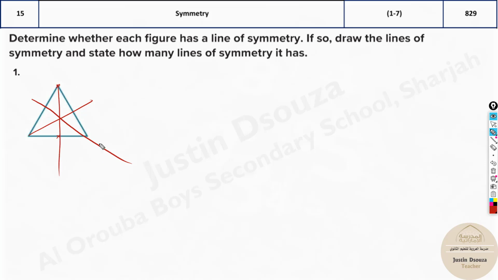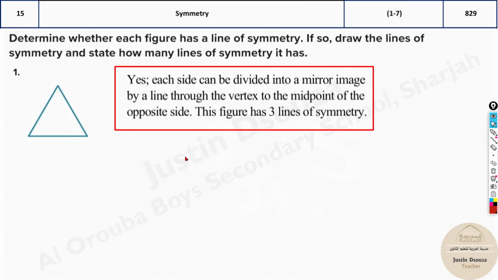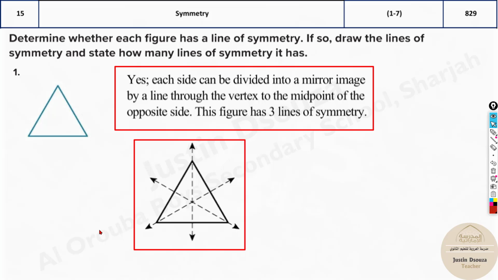So how many lines of symmetry are possible? Only 3. But if I draw like this, this is a triangle, this is a trapezoid, no, that's not possible. If I draw it similar to this, no, it should be exactly at the center, the middle. Then it's possible. Looking at this figure, we can easily tell it's 3 lines of symmetry, isn't it? 1, 2, 3. The answer is yes, we can draw a line of symmetry, and it's 3.